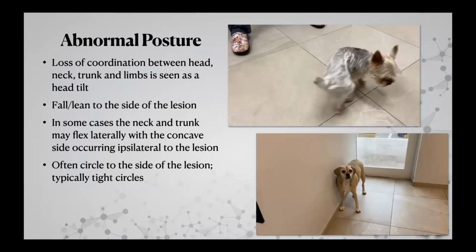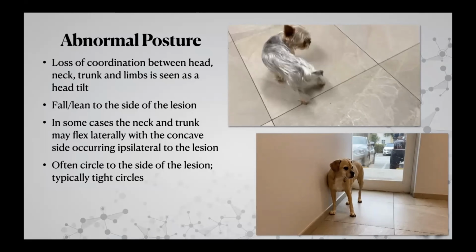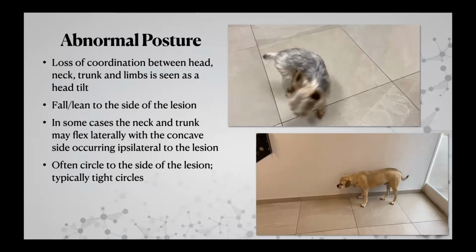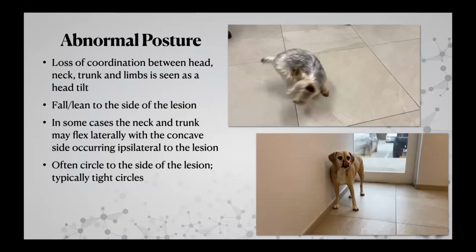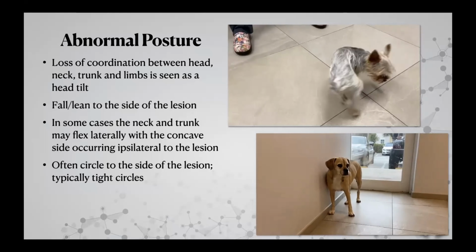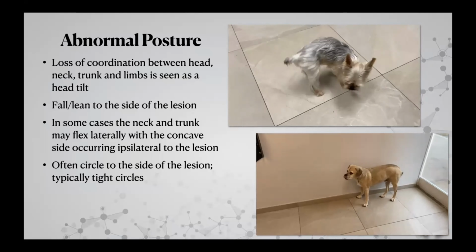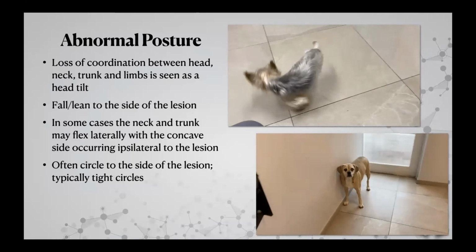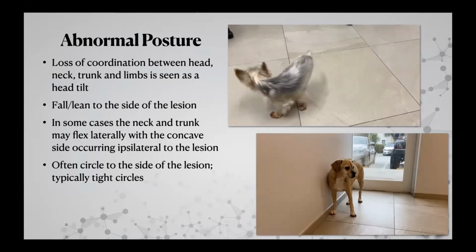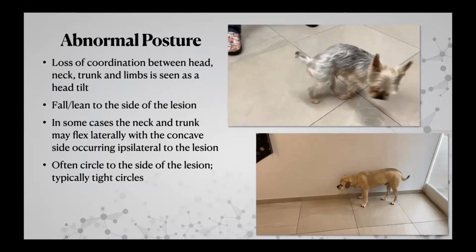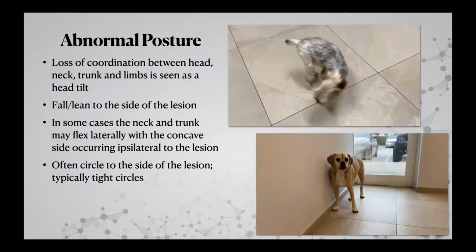And as you can tell in that top video, these dogs will often also circle to the side of the lesion. With vestibular dysfunction, they are more often than not in these very tight circles like this Yorkie is demonstrating. Forebrain disease will also cause circling, but they tend to be very wide and will skirt the edge of the room, whereas with vestibular dysfunction, they're usually the dogs that are circling very rapidly or very tightly to a particular direction.